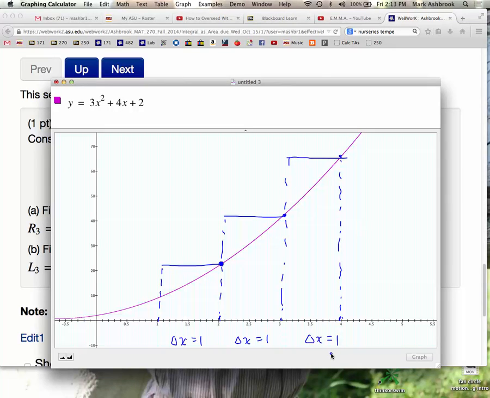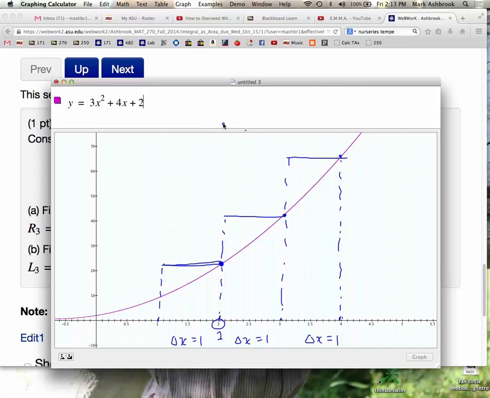How are we going to get the heights of these rectangles? So how do we find the height of this rectangle? We're going to plug in, just like we did before, the x value at the right side into what used to be a rate function, now it's just any generic function. We're going to plug 2 in.